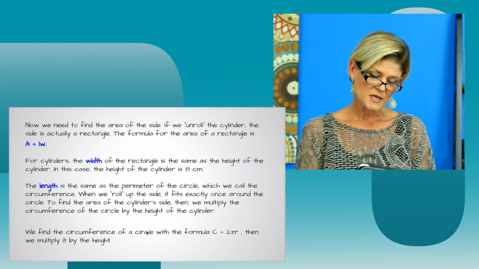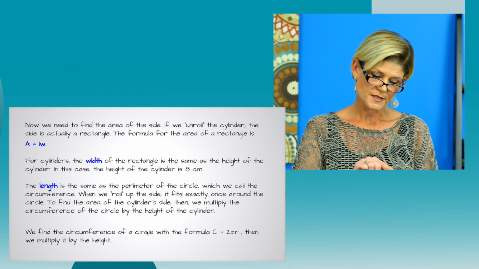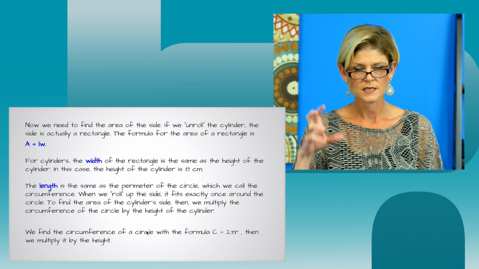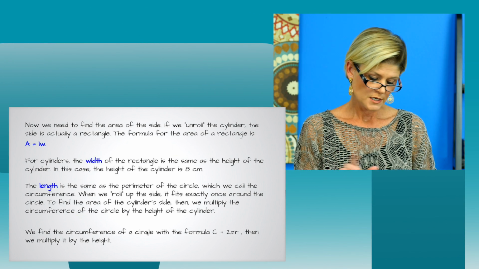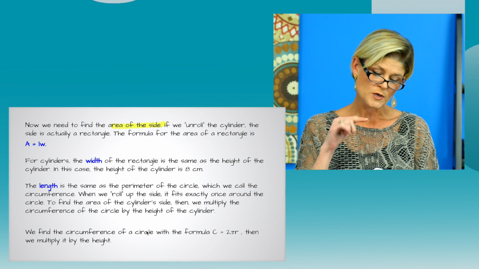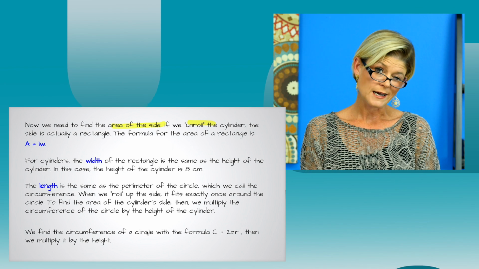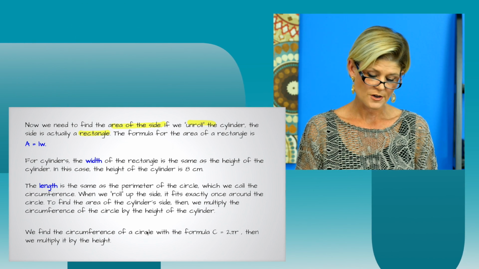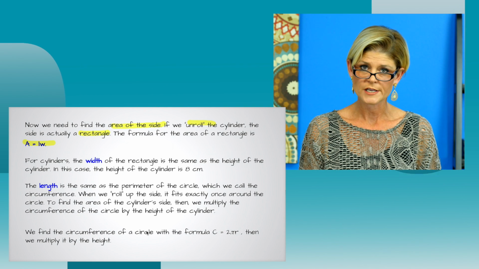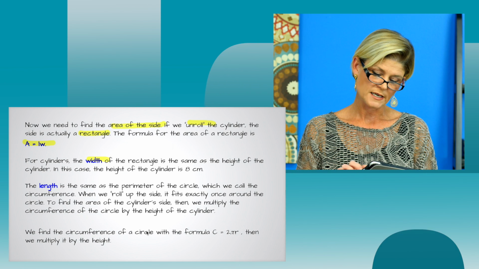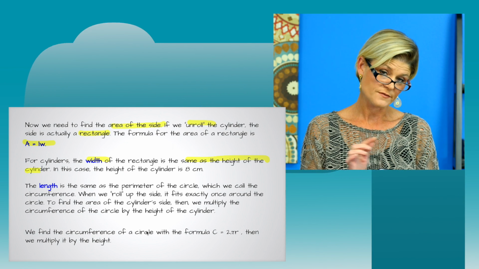Okay, so now we need to find the area of the side. Again, I've written this out in word form, and then you can also see it in a visual representation. If we unroll the cylinder, the side is actually what? A rectangle. And we know that the formula for finding the area of a rectangle is area equals length times width.